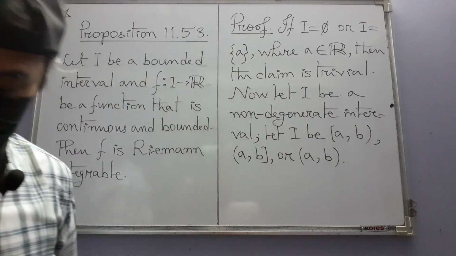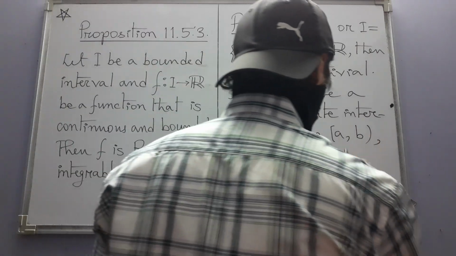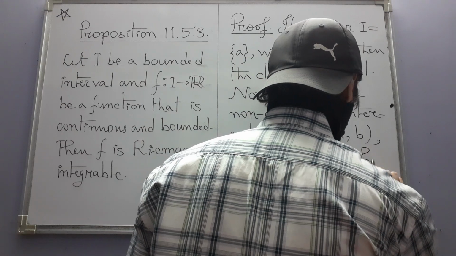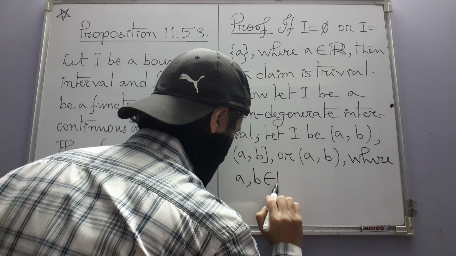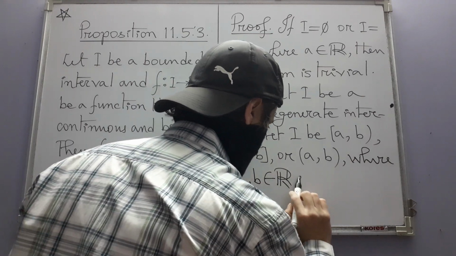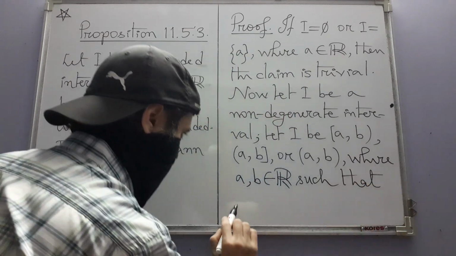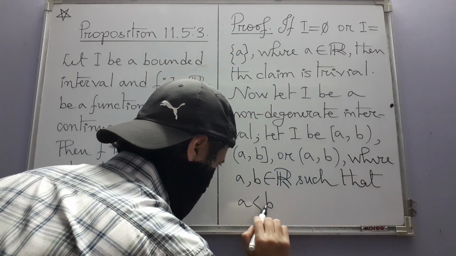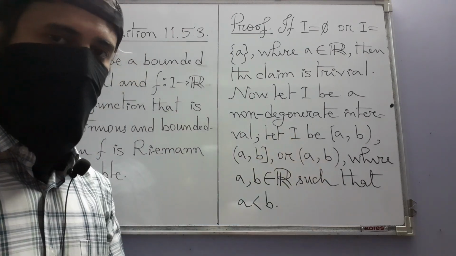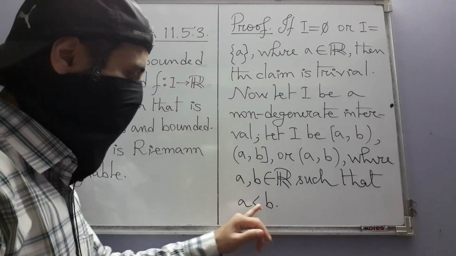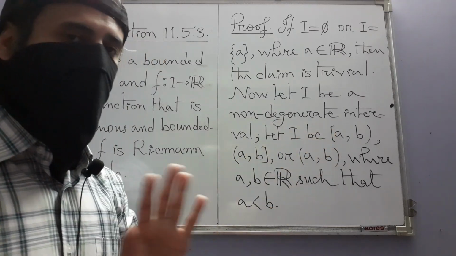We need to also mention what a and b are, where a and b are real numbers such that a is less than b. This inequality ensures that our interval I is non-degenerate and has the positive length b minus a, regardless of which one I is.